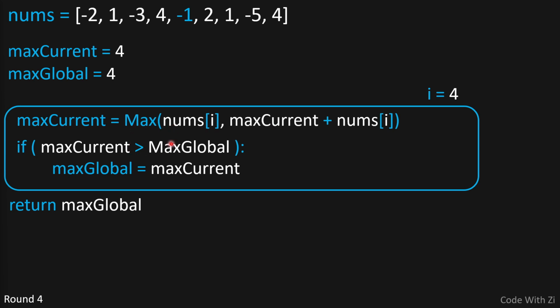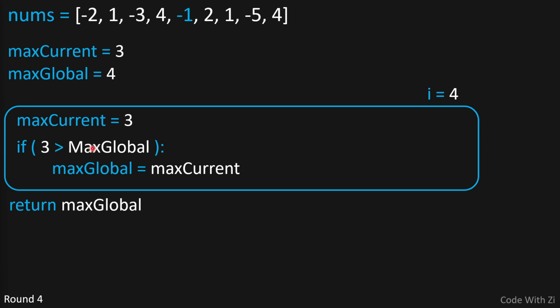In this round, our I is going to be pointing to -1. So we're going to say max current is equal to max between -1 and max current, which is 4 plus -1. That's going to give us 3. So between these two numbers, 3 is greater, so max current is going to be equal to 3. And then we're going to say if max current, which is 3, is greater than max global, update max global. Well, because this is going to be a false statement, because 3 is not greater than 4, we're not going to enter this if statement, and we're going to move on to the next round.